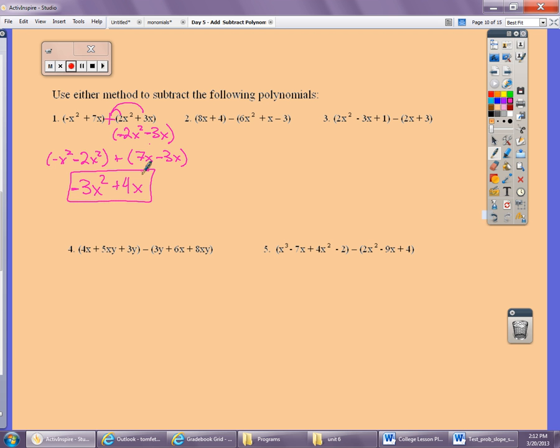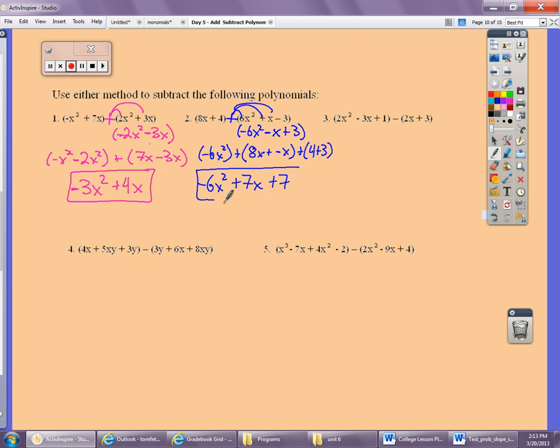So number 2, the first step we have to do, distribute this negative to everything. So I'm going to make it a plus, and I have negative 6x squared minus x plus 3. Now we group everything. Well, I have 8x, but I have an x squared, so I'm going to start with my x squared, negative 6x squared. Group my x's. I have 8x plus negative x. Group my numbers, which is 3 plus 4. And we get negative 6x squared. 8x plus negative x is 7x. 4 plus 3 is 7.